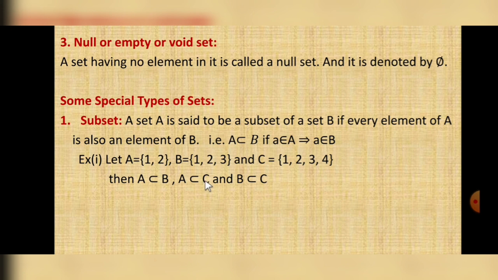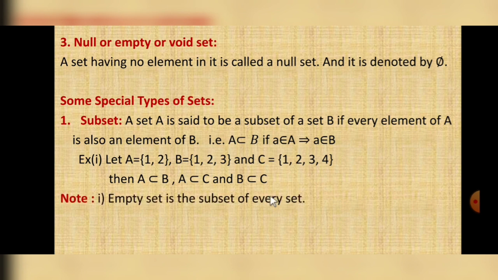But students, C is not a subset of A, because all these elements do not belong to A. So A is a subset of C here. Next, B is a subset of C, because all these three elements belong to the set C. But C is not a subset of B, because all these elements do not belong to set B.